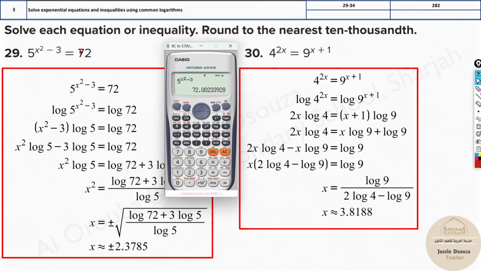2.3785. And yes, it's 72.00. Why is it? Because I'm not putting the exact value, isn't it? The exact value corresponds to this. So yes, this is moreover true.